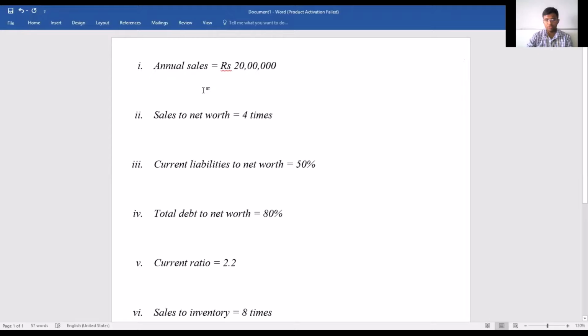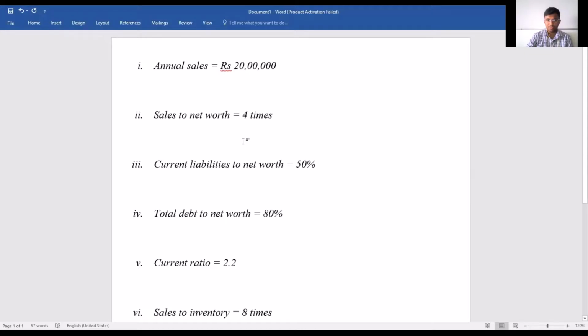So let's start off. We know annual sales is 20 lakhs, sorry. This is a straight piece of information that has been provided to us. There is nothing much that we will be able to do with this. We can just process this information.